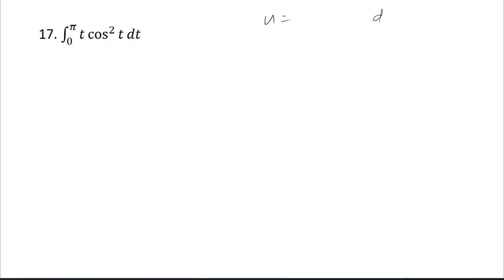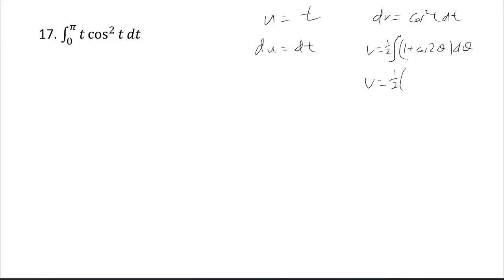So we need to choose our u and our dv. Let's choose u to be t, because the guideline is we want to choose u to be something that differentiates to something simpler, unless we don't know the integral of the second term, but we do. Okay, what's dv? That is cosine squared t dt. What is v then? This we have to remember the half angle identity. So it's the integral of half times 1 plus cosine 2 theta d theta. So v is equal to half times theta plus half sine 2 theta.